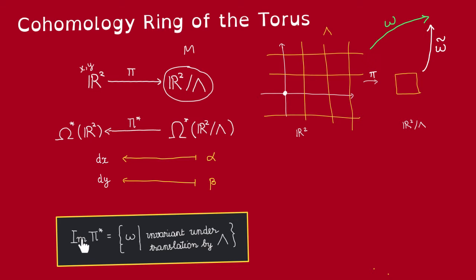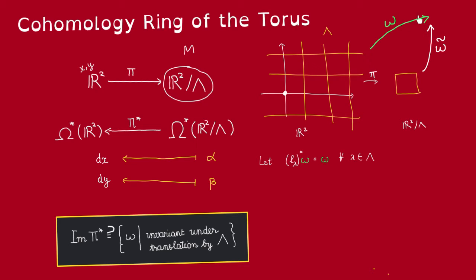And we claim that the image of this pullback map, the pullbacks of the forms on the torus, are exactly the forms on R2 that are invariant under translation by the lattice element. Previously, we have proven this containment, i.e., if we have a form on R2 that is the pullback of some form on the torus, then it must be invariant under translation by lattice element. Now, we want to prove the opposite direction.